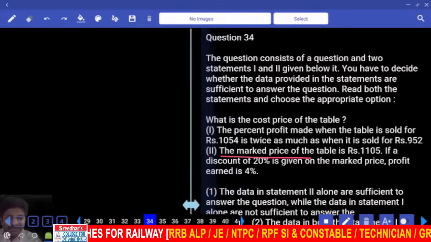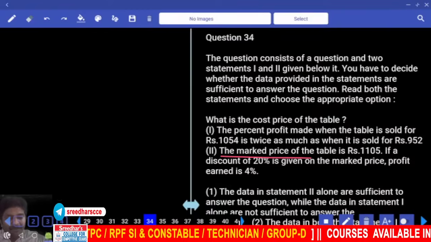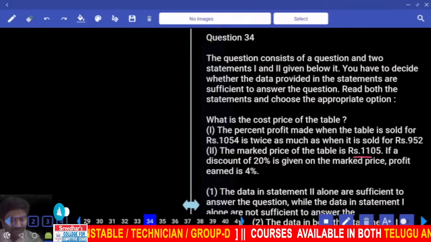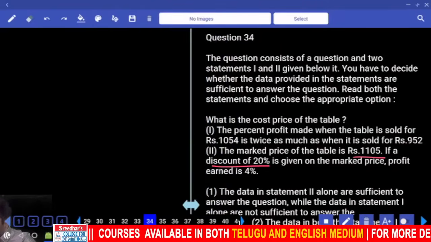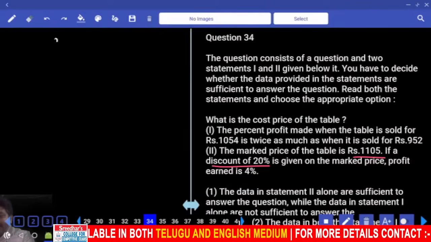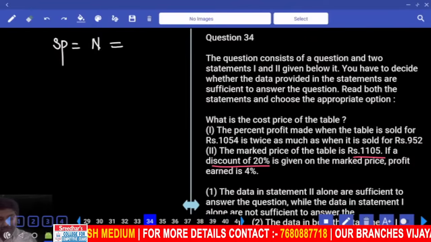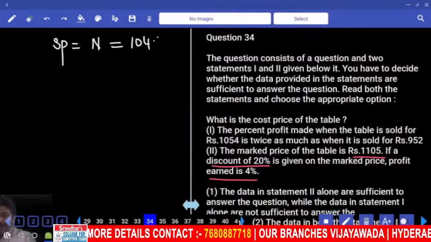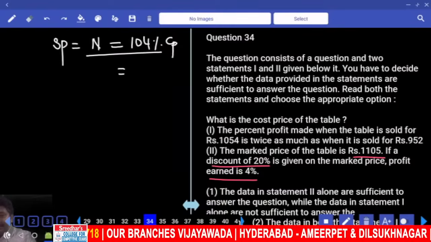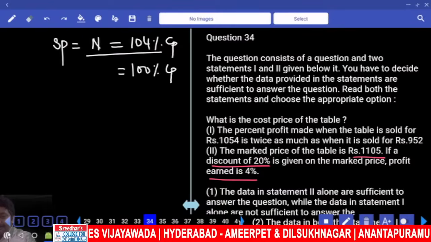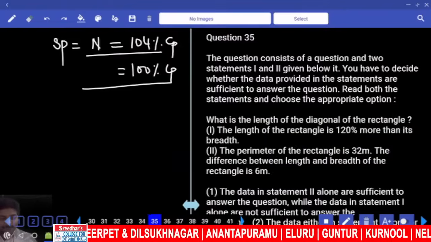That's all. The market price of the table is 1105. If a discount of 20% is given on the market price, the profit earned is 4%. We know the market price in terms of a number. Discount of 20% also we can calculate in terms of a number. If you subtract the discount, we will get to know the selling price in terms of a number, which is equal to 4% profit. That means 104% of the cost price. If you know 104% of the cost price in terms of a number, can't we calculate 100% of the cost price in number? Yes. Is second alone also sufficient? Yes. One alone or two alone?